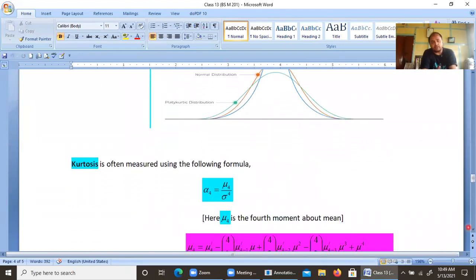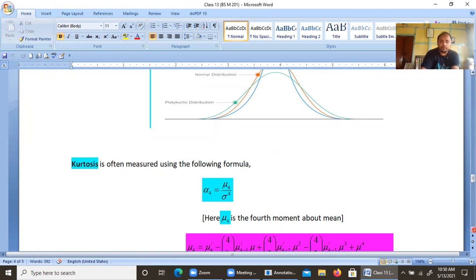Kurtosis is also measured with the help of these moments. As you can see over here, this mu4 is the fourth moment about mean. We need to calculate this fourth moment about mean, denoted by mu4, and sigma is the standard deviation, which we have already calculated.